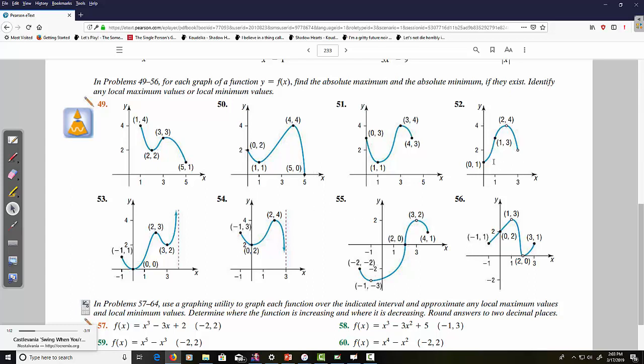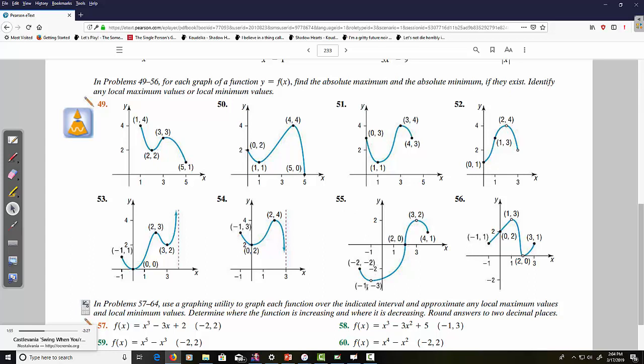And then 52 is an interesting case because it has a missing point at 2, 4. It has no point there. That would be a local maximum and also the absolute maximum. But since there's no point there, you approach that value, but you don't actually have that boundary there. So what that means is there is no absolute maximum to that function. There's also no local maximum. There is an absolute minimum, and that is this endpoint.